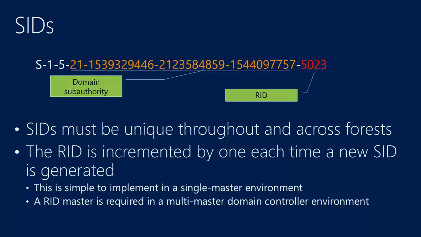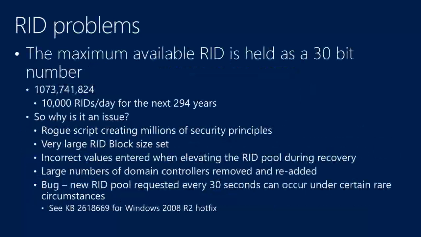The other one is the RID pool. The RID pool can get exhausted. Once the RID pool is exhausted, you can no longer create RIDs, therefore you can no longer create security principals, and your domain is dead. The maximum number of RIDs you can have is 1,073 million, which, if you create 10,000 RIDs per day, your RID pool will last you 294 years.